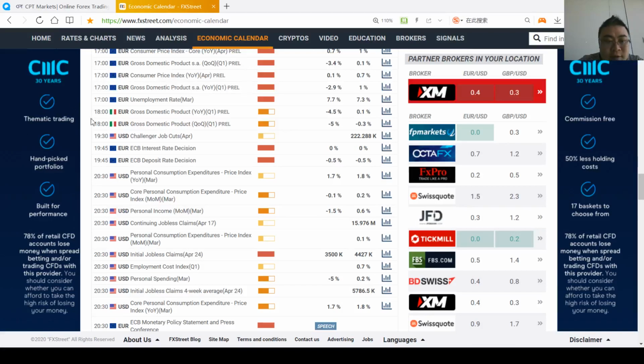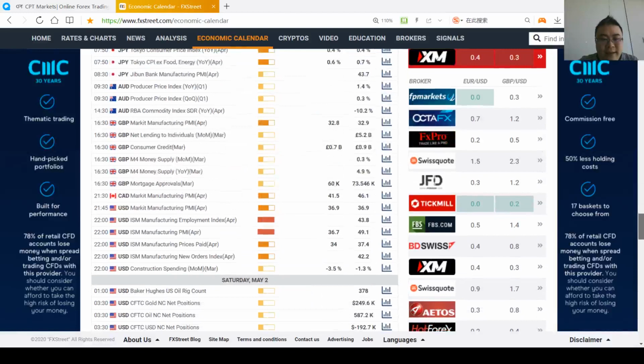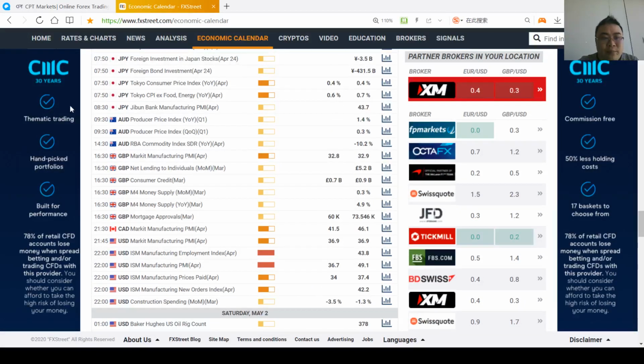Also at 9:45, the United States Chicago Purchasing Management data. This economic data is very important. So on Friday night, we need to pay attention to the United States ISM Manufacturing PMI. We see that most of the United States economic data right now has decreased, which is reasonable because of the coronavirus.